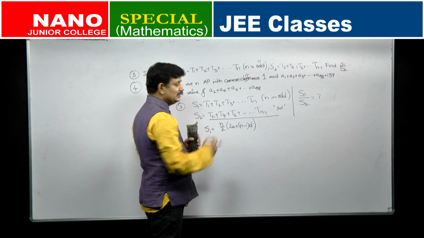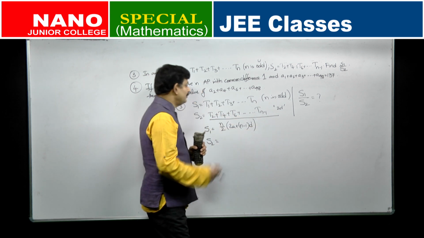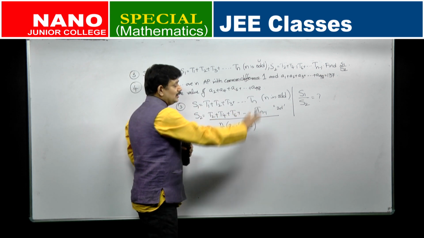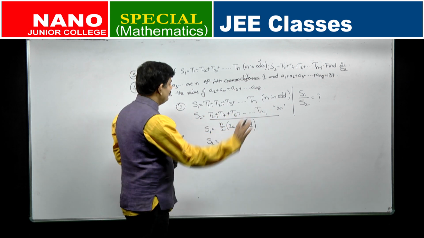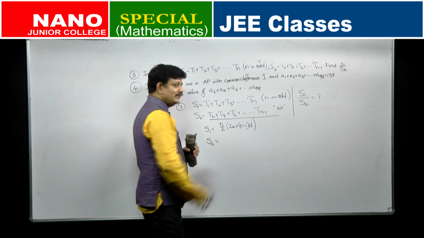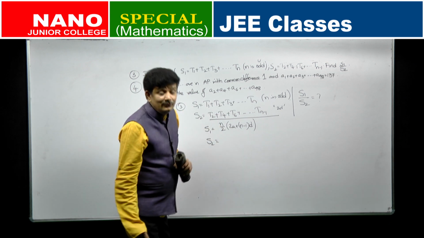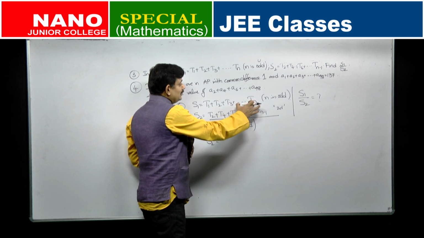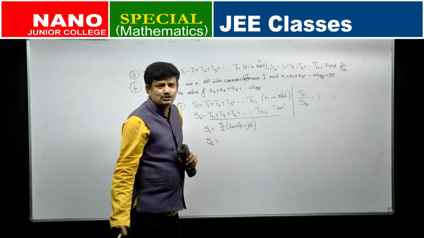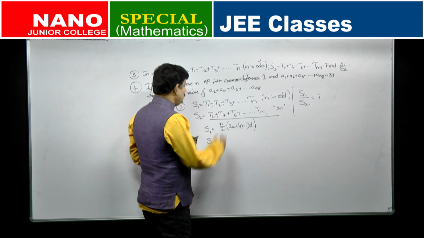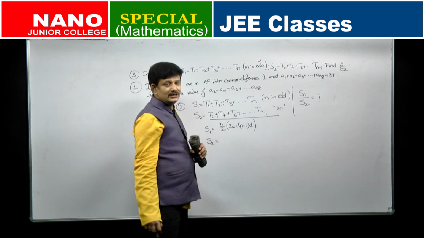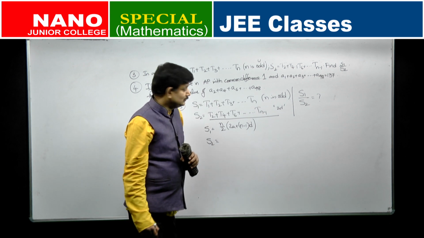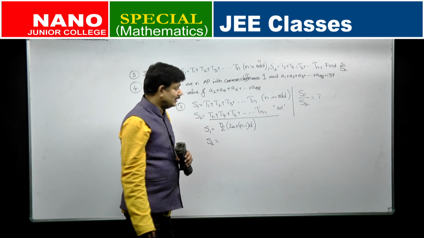In these 101 terms, 51 will be odd number terms and 50 will be even number terms, right? It is starting with an odd number, so odd number terms will be more: 51 odd number terms and 50 even number terms. So, if n is an odd number, let us say n is 2k plus 1, then k plus 1 will be the odd numbered terms and k will be the even numbered terms.